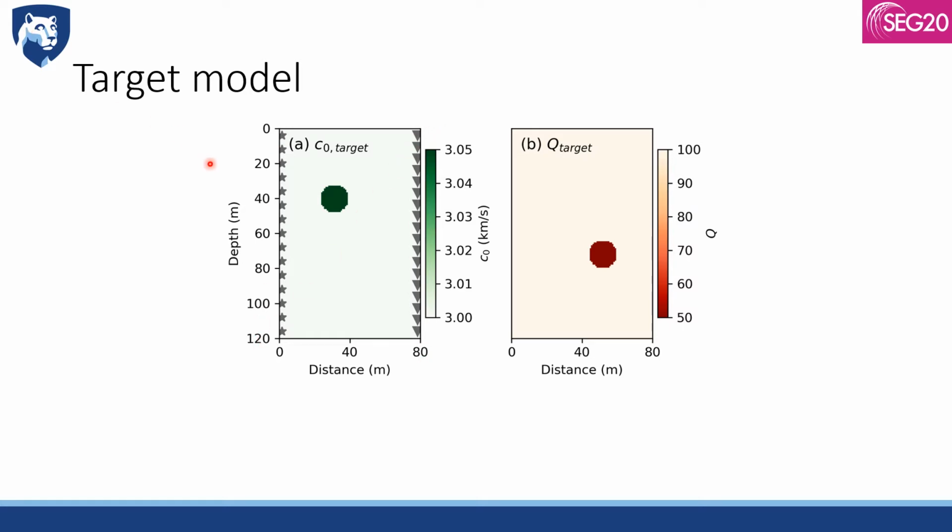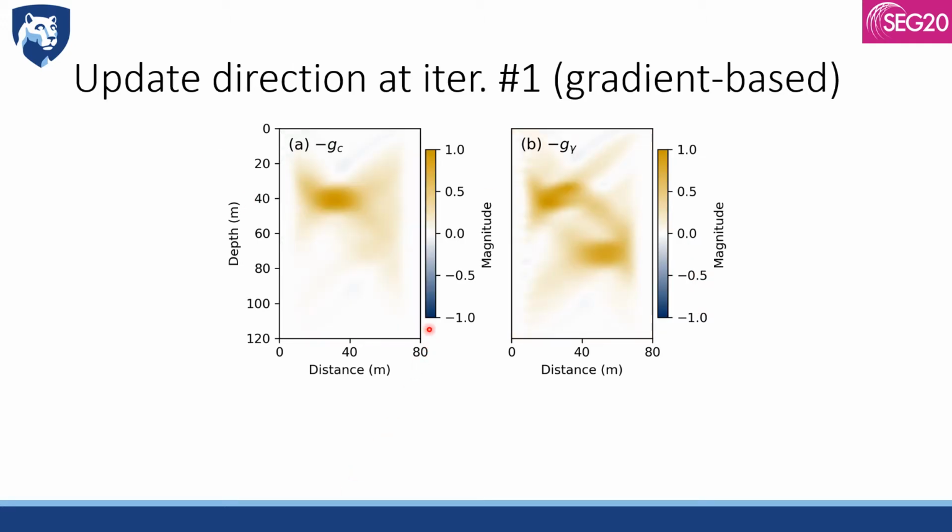Starting from the homogeneous initial models without these anomalies, we can calculate the gradient for both velocity and attenuation. Here we use gamma as a model parameter instead of Q to represent the attenuation, and gamma is roughly proportional to 1 over Q, and these are the gradients we got. Here we show the negative gradient. In the gradient-based FWI algorithm, these are the update directions, or the search directions, at the very first iteration. Delta m is the model update, alpha is the scalar called the step length, and g is the gradient.